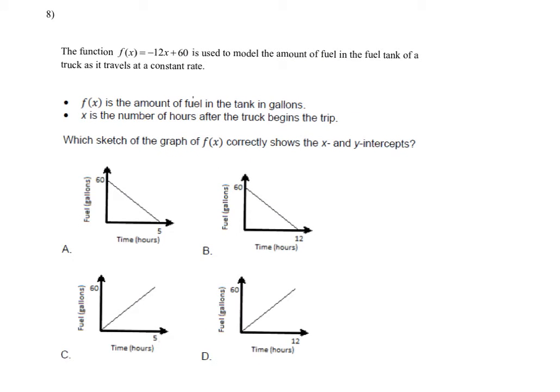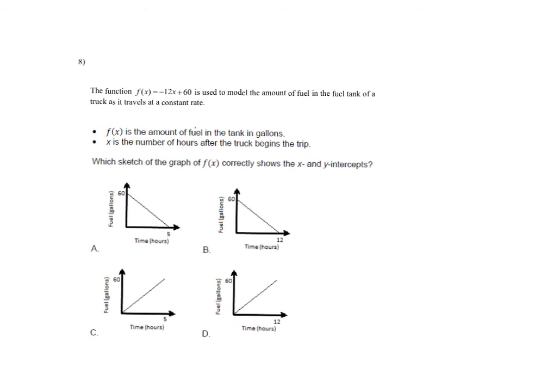Well, we have the equation here. That's our equation: negative 12x plus 60. So we're talking about the line is decreasing, so we're going to eliminate 2 answers immediately, right? By the process of elimination, we're going to eliminate C and D, because both of them have the line increasing.